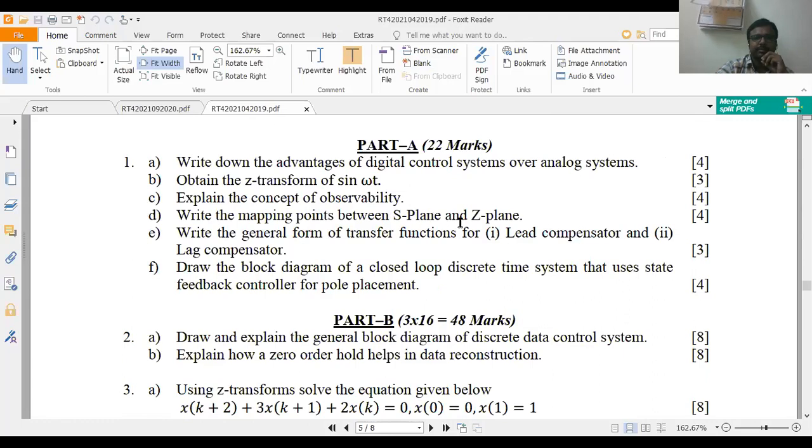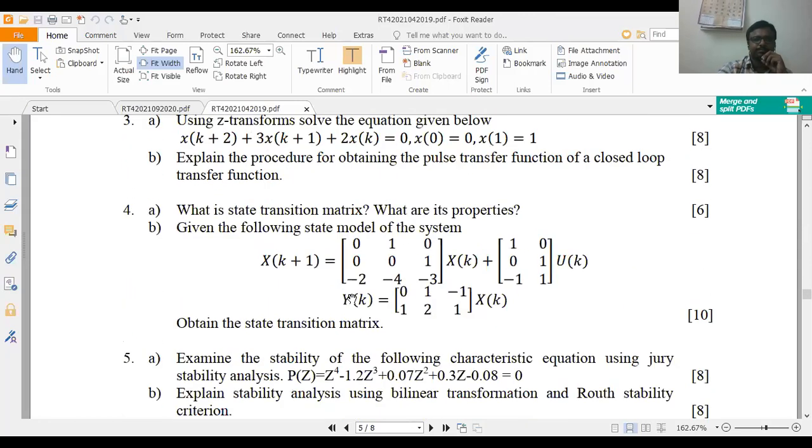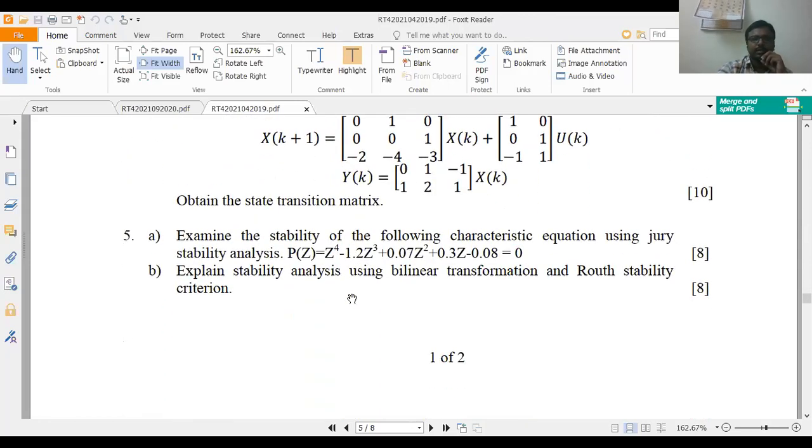Write the mapping between the S-plane and Z-plane, and draw the block diagram of the closed loop discrete system that uses the state feedback controller for the pole placement. We have discussed this at the start of unit number 6. And coming to the essay questions, examine the stability of the following characteristic equation using the stability test, and explain the stability analysis using the bilinear transformation and Routh stability criteria.